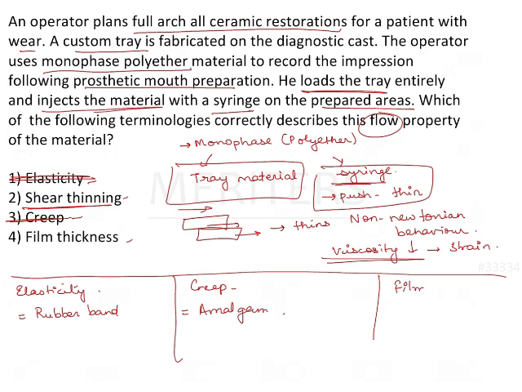And then film thickness, which is a property of luting agents. How much die spacer you are going to apply on a die depends on the film thickness of the cement. That means the thickness of the material that you require for it to allow the restoration to bond to the tooth. So this is again related to luting agents, not relevant in terms of elastomeric impression material. So the correct answer to this is shear thinning.